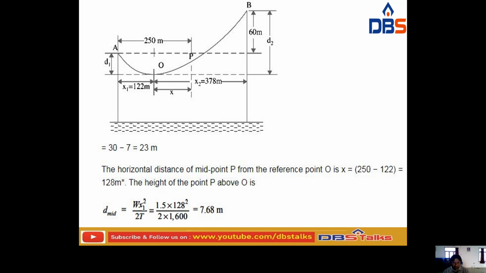So like this, we have to calculate the sag and the distance at equal levels and unequal levels, right? Thank you one and all.